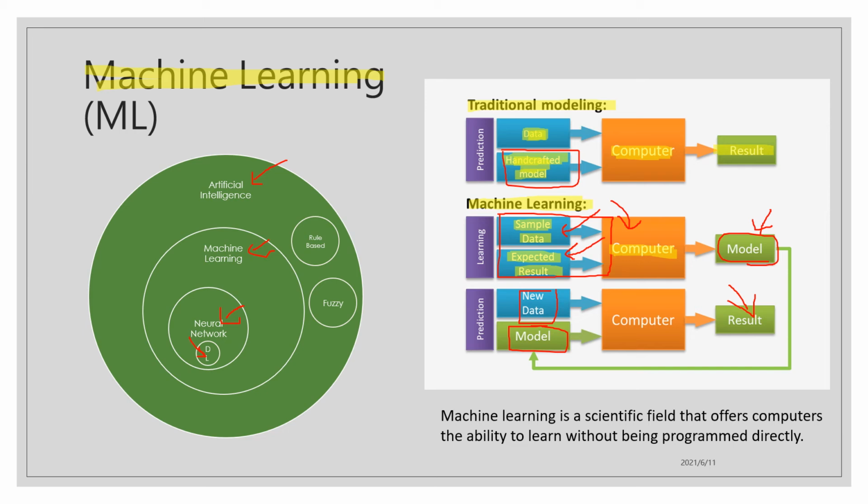The scientific definition is that it is an algorithm that gives the computer the ability to learn without being programmed directly. That means you do not need to build your if-then-else. The computer helps you build the if-then-else cases. So this is machine learning, ML.